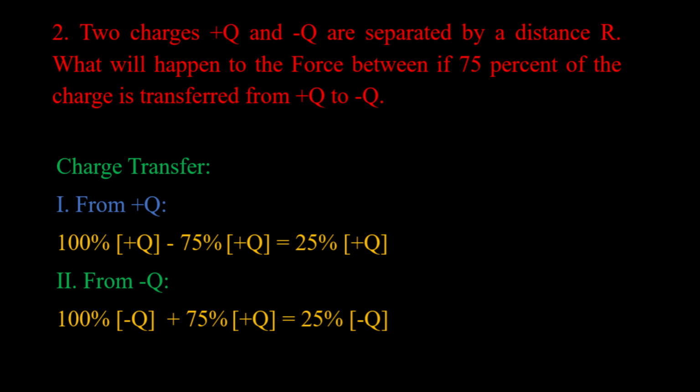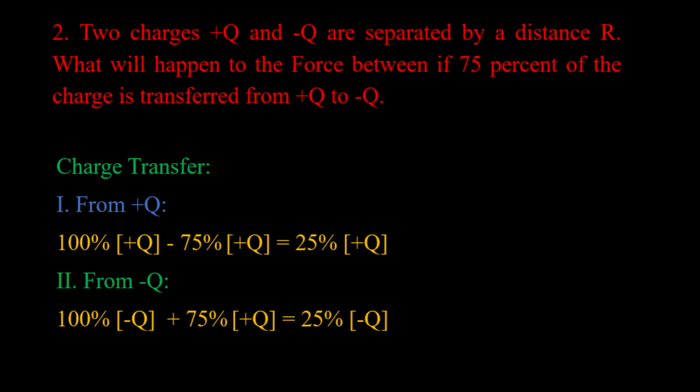So when we take 100 percent of q, when we remove 75%, it is easy to say 25 percent of plus q remains. Okay, so the positive charge from the initial distribution of 100% is now reduced to 25%. Now you are going to transfer this to 100 percent of minus q. Now remember, we have to see that it is minus q. Okay, and this is plus q.